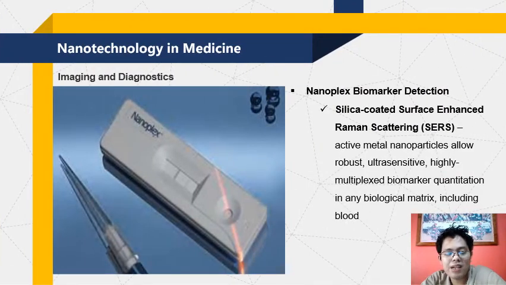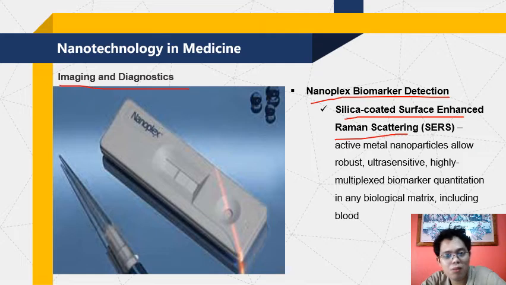Another application of nanotechnology in medicine is on imaging and diagnostics, through the use of nanoplex biomarker detection, which is made up of silica-coated surface-enhanced Raman scattering. Active metal nanoparticles allow robust, ultra-sensitive, highly multiplex biomarker quantitation in any biological matrix, including blood.